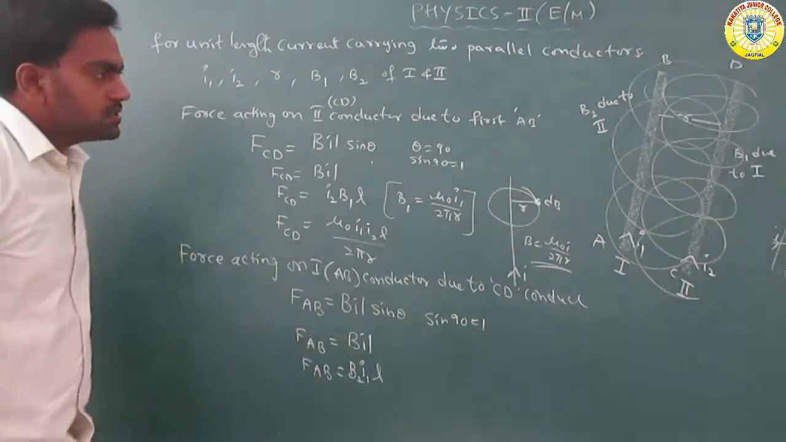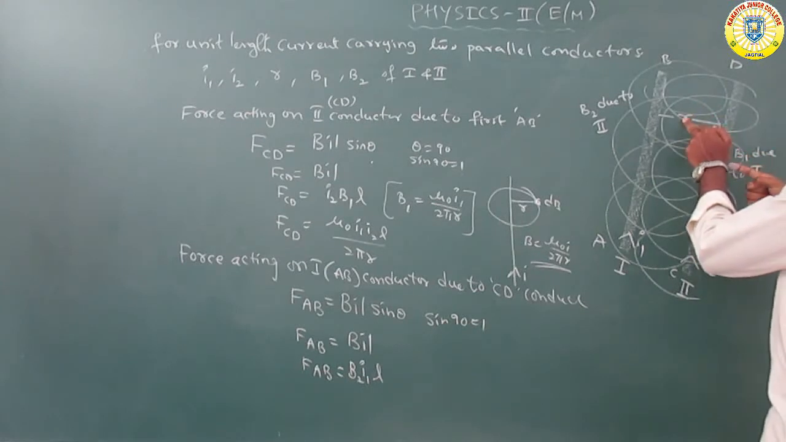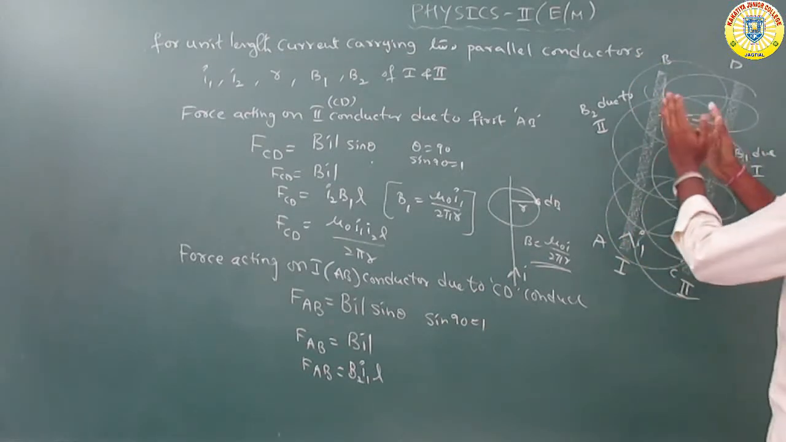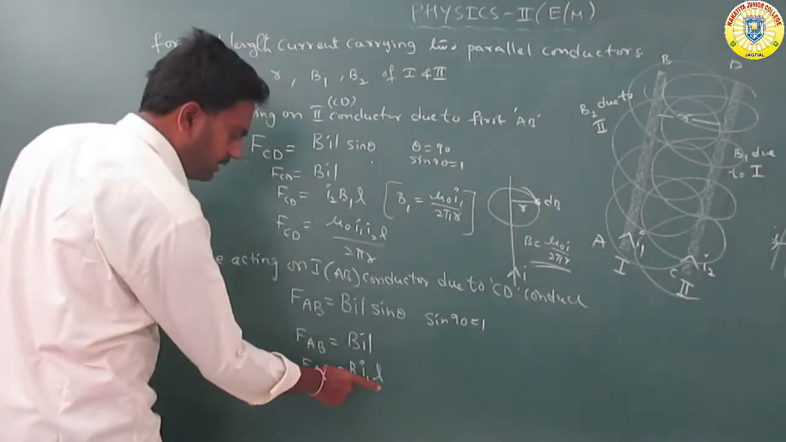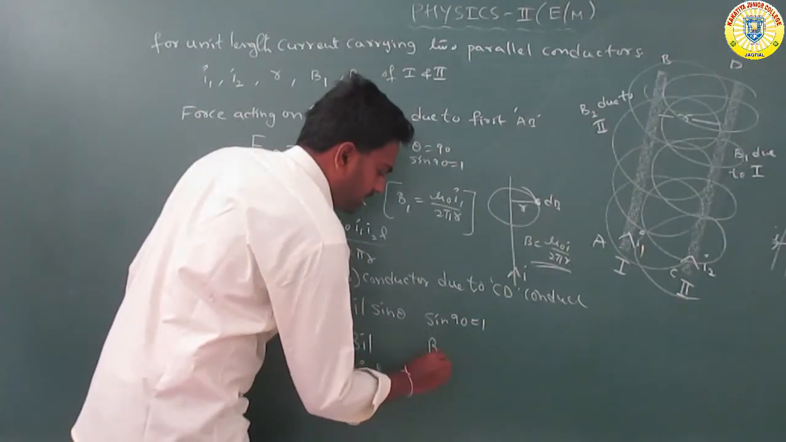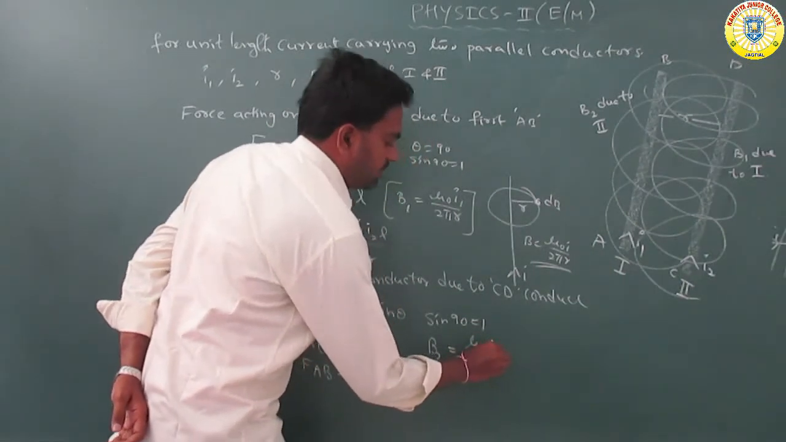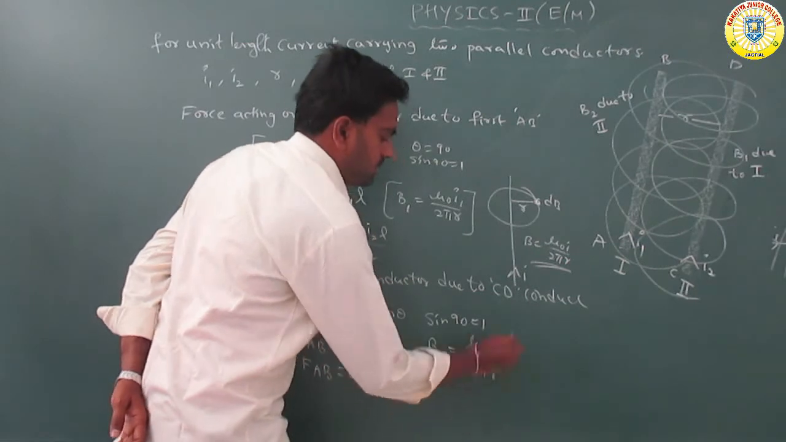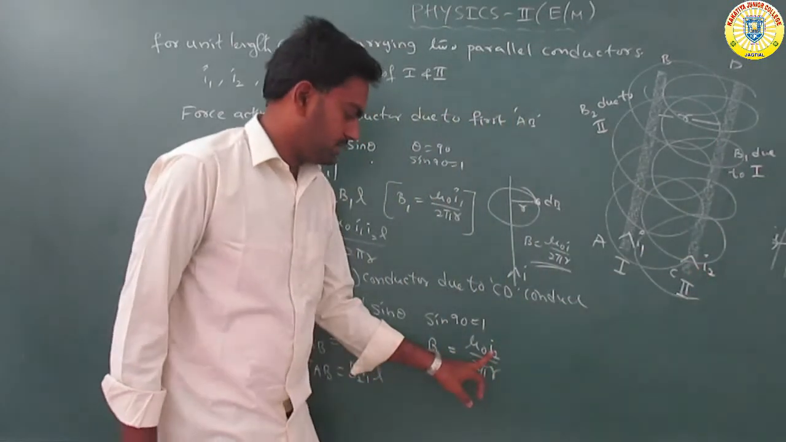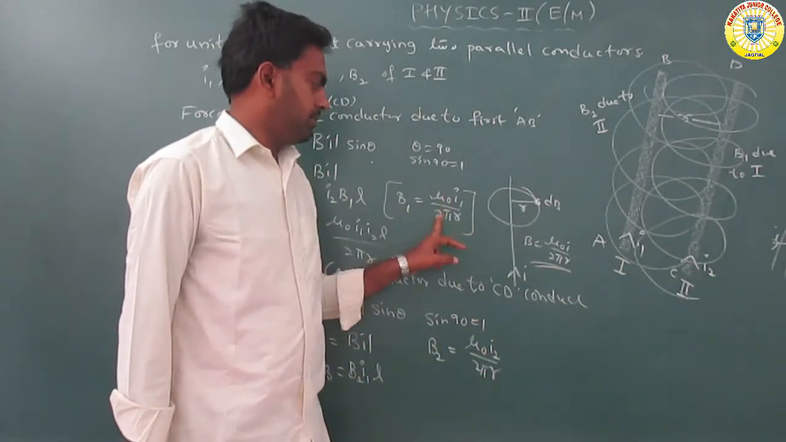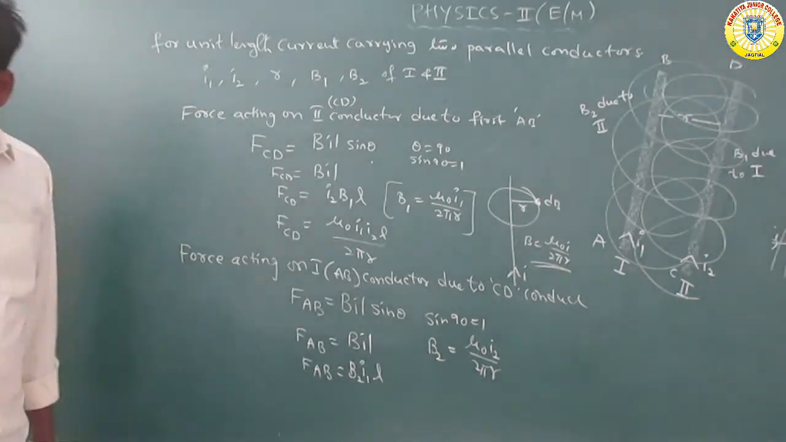Because this is the current carrying conductor, the magnetic induction B2 is developed at distance R. Another coil is placed, so the magnetic induction effect is on the first coil. FAB is equal to B2 I1 L. But B2 is equal to mu naught I2 by 2 pi r, where I2 is the current. The general equation is mu naught I by 2 pi r. Substituting in the equation, we get the final equation.